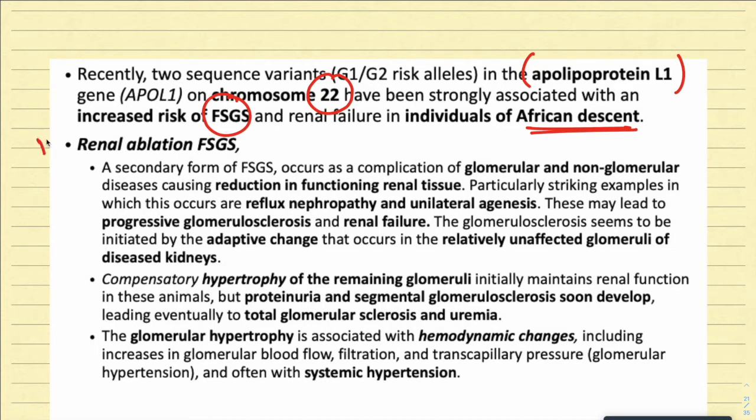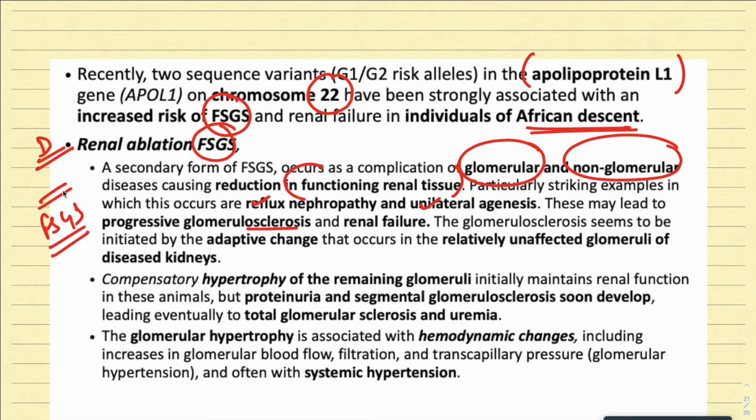Then the renal ablation forms, where there is a loss of tissue. So remember, FSGS can occur as a complication of both glomerular as well as non-glomerular diseases, resulting in a decrease in the amount of functional renal tissue. There can be many causes, like unilateral agenesis in congenital cases, or reflux nephropathy. So by any means there is a loss of renal tissue. When there is a loss of renal tissue, it is seen that there is progressive glomerulosclerosis and renal failure. That means they have FSGS in the normal remaining glomeruli.